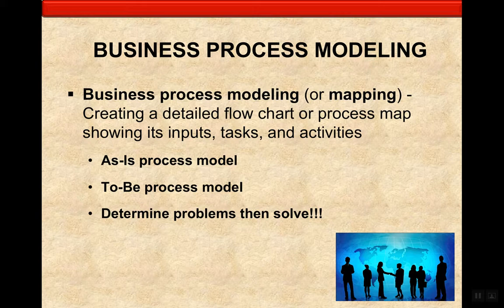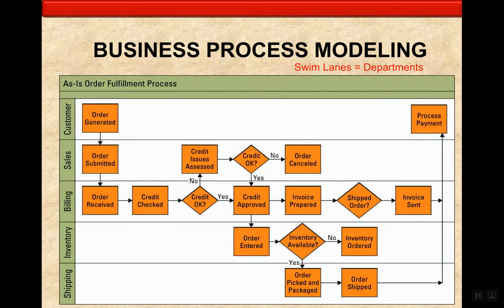Some things might be organizational changes. Some things might require technology changes. So there's a whole variety of things that can come into play with business process modeling. Here's just an example of order fulfillment, or another term you'll hear thrown around is order to cash.